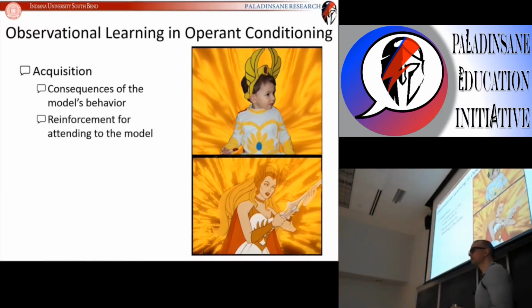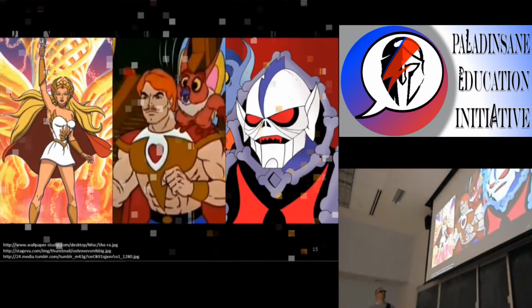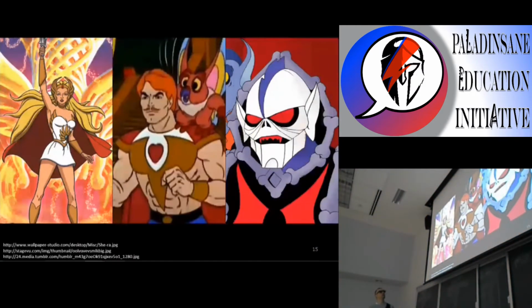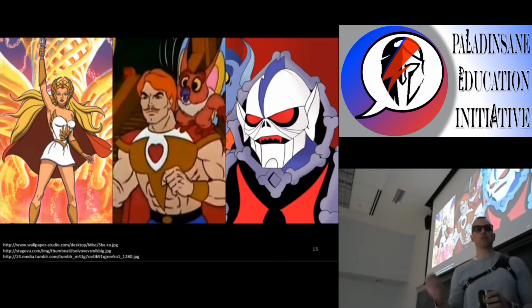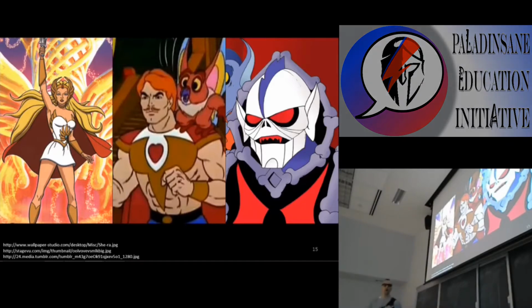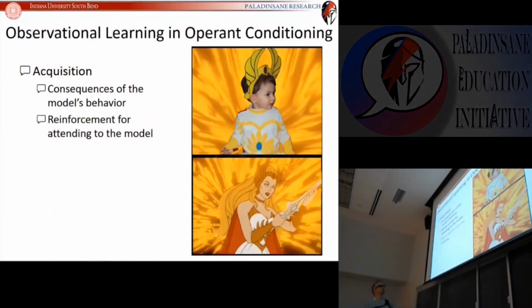All right, reinforcement for attending to the model. If you get reinforced for actually looking and paying attention to the model, you're more likely to go through acquisition. So Isabella was more reinforced for paying attention to Shira, definitely than she was for paying attention to Hordak. As good parents, you wouldn't say things like, oh, let's take a look at what the villain's doing. Let's pay attention to the evil that he's doing. You want them to pay attention to the heroes. So that was another factor that contributed.